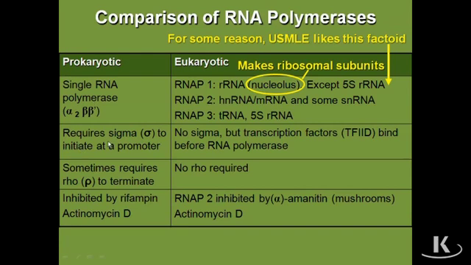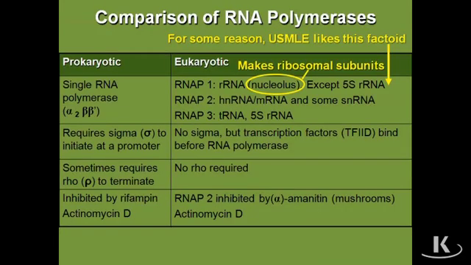Now, some other facts is that prokaryotic transcription requires a sigma factor in some cases to initiate at a promoter site. The sigma factor will come along, bind to the promoter site, and that will then recruit the RNA polymerase to bind and to start transcription initiation. Notice in eukaryotes, there's no sigma factor, but transcription factors such as TF2D can bind before the RNA polymerase is able to bind. We'll take a look at this a little bit later.